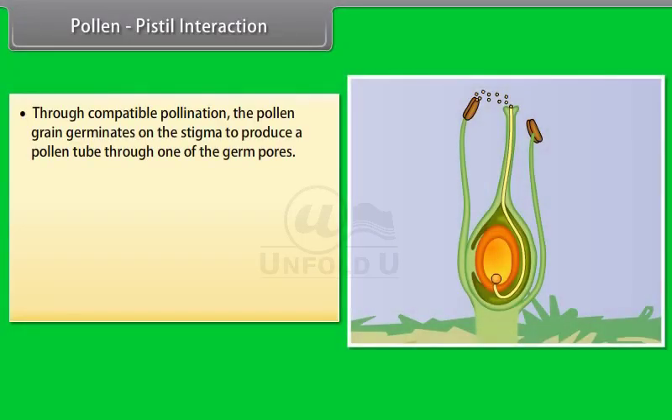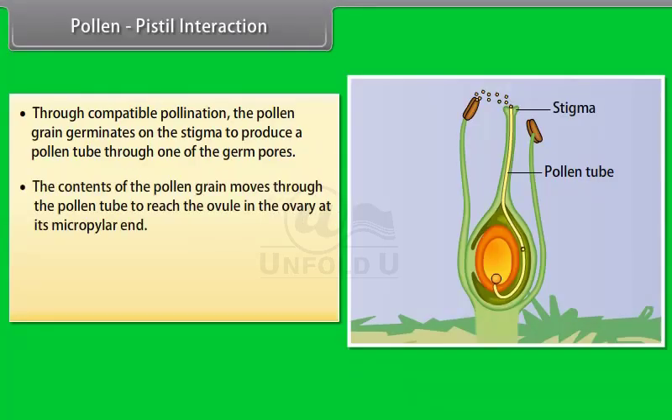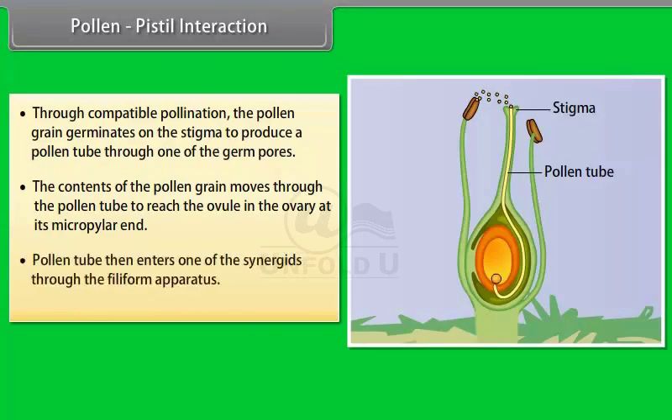Pollen-pistil interaction. Through compatible pollination, the pollen grain germinates on the stigma to produce a pollen tube through one of the germ pores. The contents of the pollen grain move through the pollen tube to reach the ovule in the ovary at its micropylar end. Pollen tube then enters one of the synergids through the filiform apparatus.